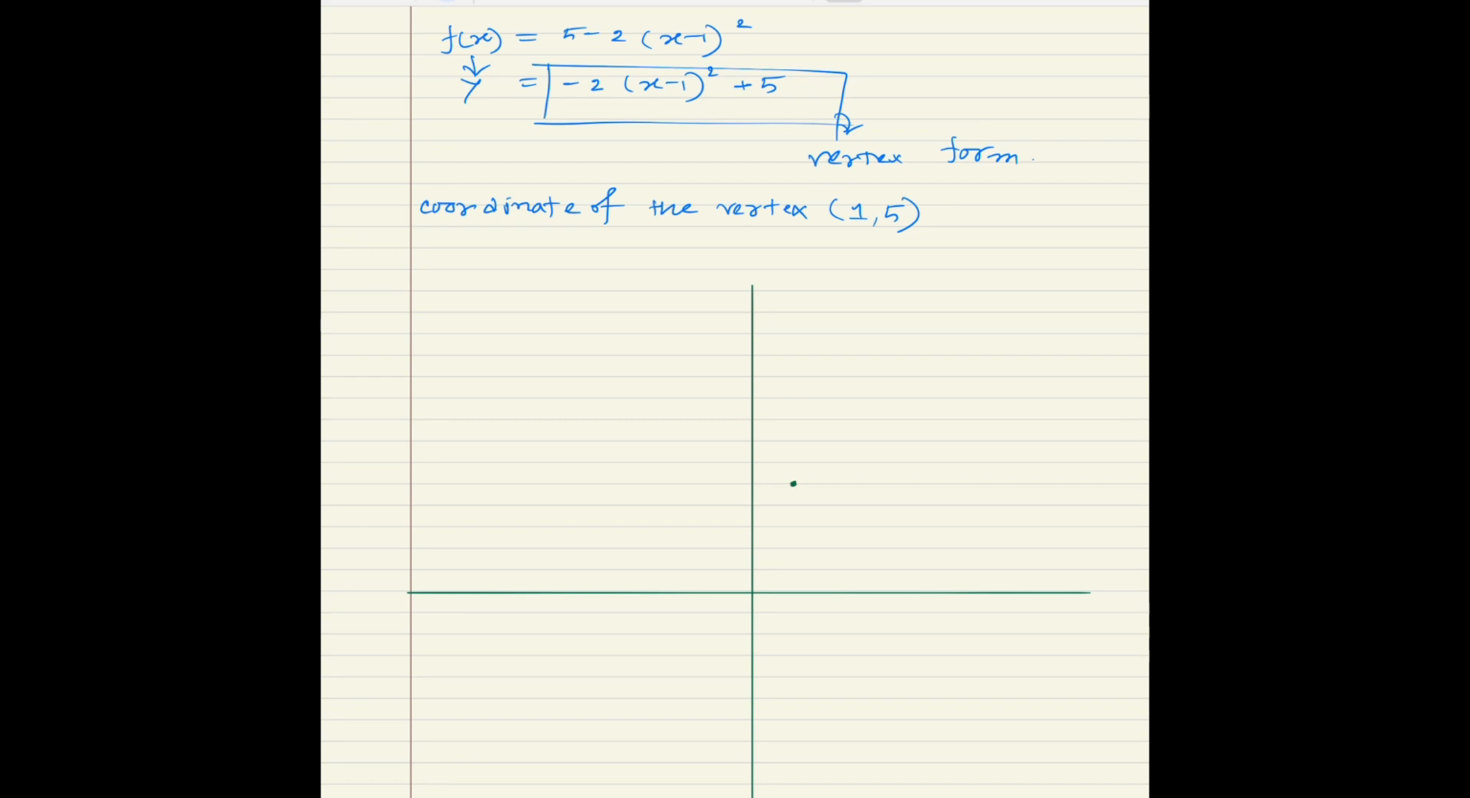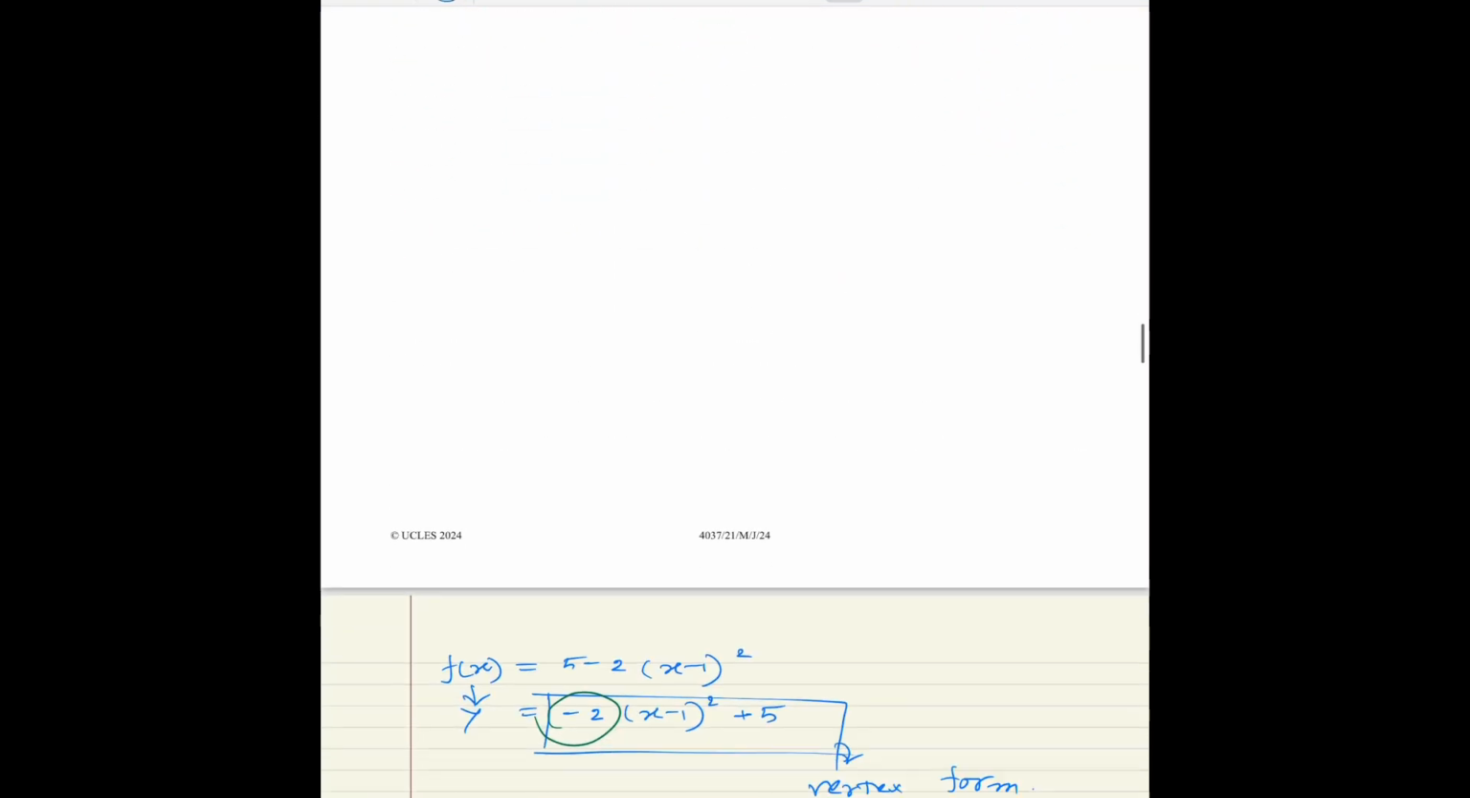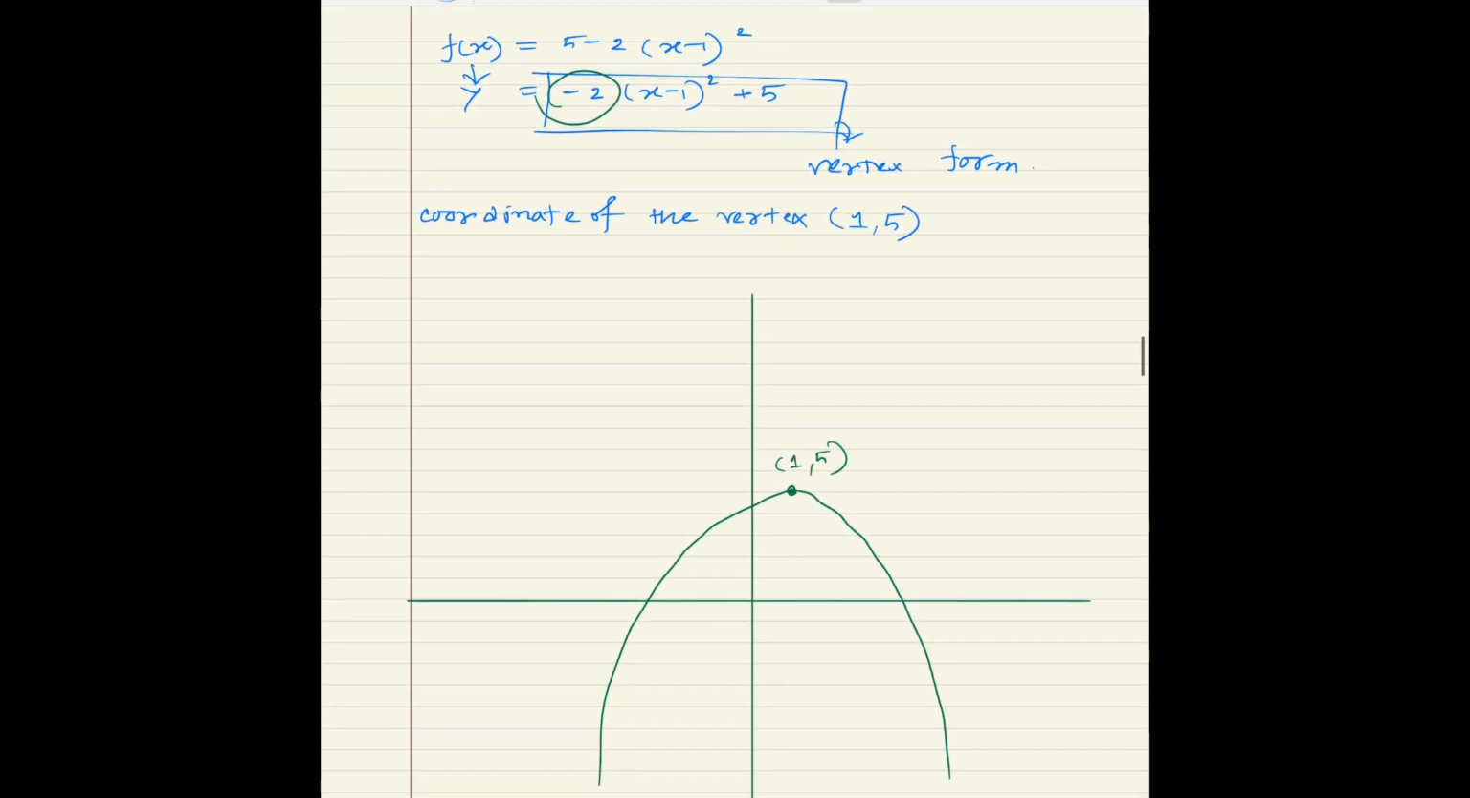And as there is negative 2 here, the graph will be an inverted parabola. It's like this. Okay, so it is 1 comma 5, the vertex. So they have asked for the range of the function. Just look at it, all the values of y. Range means the values of y.